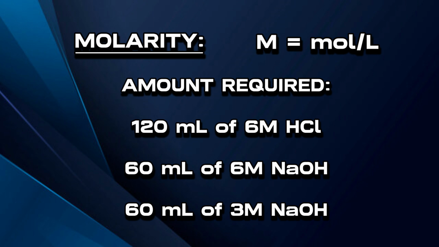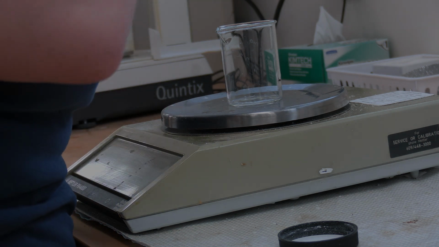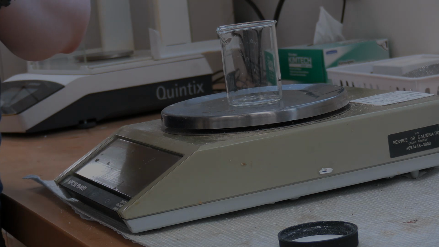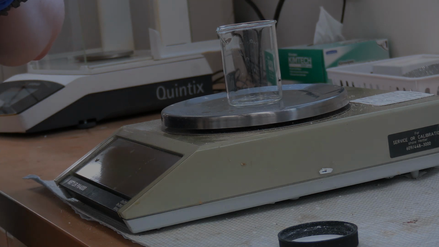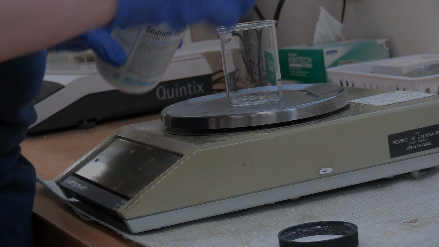What this means is that there should be 3 moles of solute per 1 liter of solution of sodium hydroxide and 6 moles of solute per 1 liter of hydrochloric acid. Let's make our sodium hydroxide first. To do this, we must dissolve our solid NaOH into 120 milliliters of distilled water. To weigh all of this out, I will place a beaker onto a scale and press the 0 button to set the weight manually back to 0 grams.